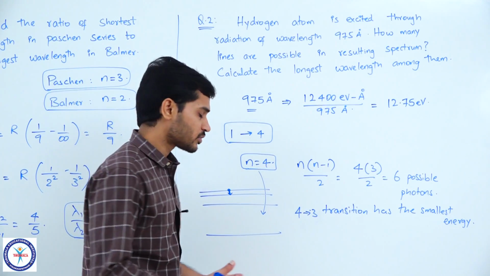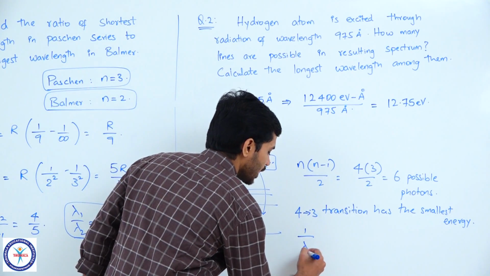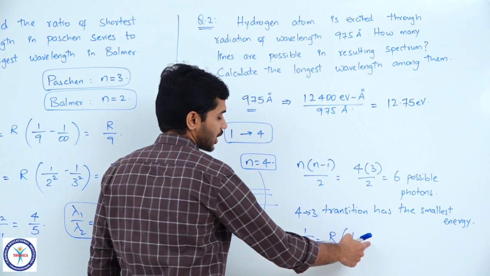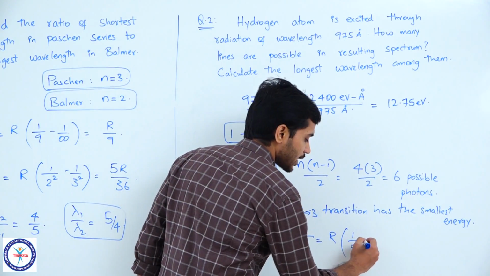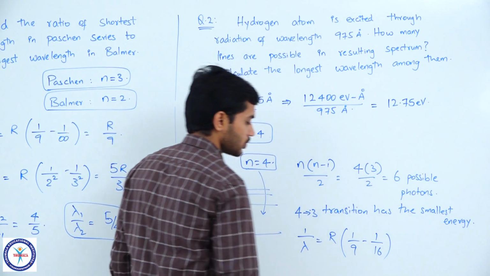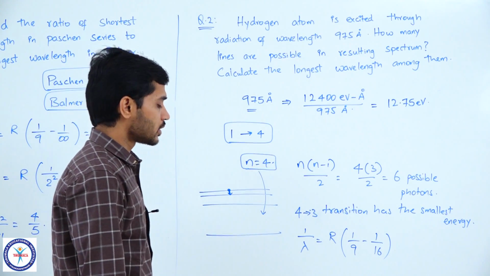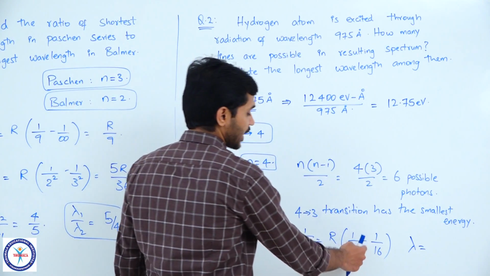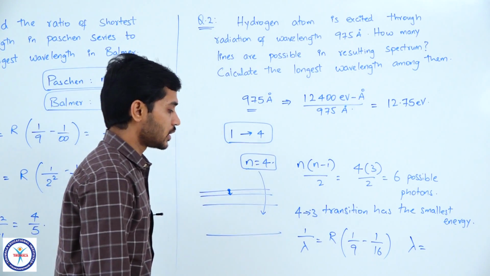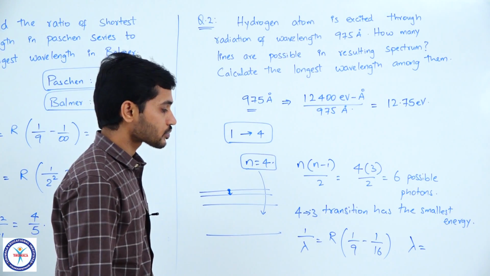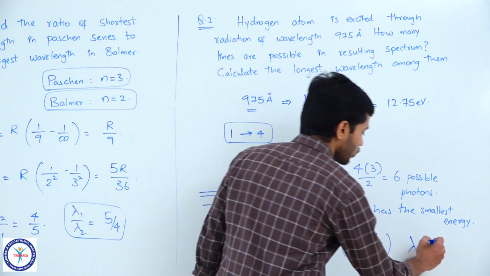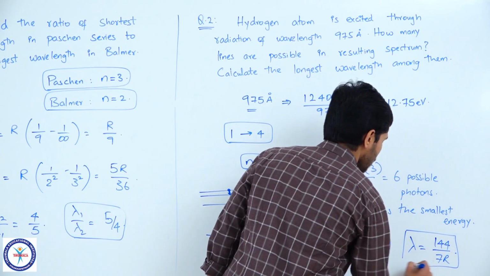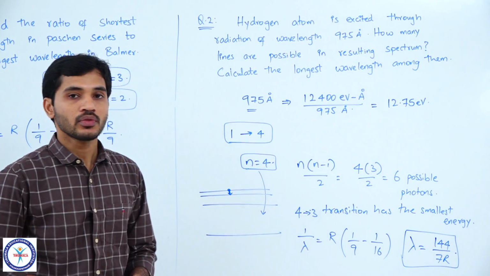I will once again use Rydberg's formula to calculate that. I would get 1 by lambda is equal to R into 1 by 3 square minus 1 by 4 square. So I get 1 by 9 minus 1 by 16. You can evaluate that. I would be getting lambda is equal to, here I have 7 and in the denominator 144. So the value of that would be 144 by 7R. So that would be the answer.